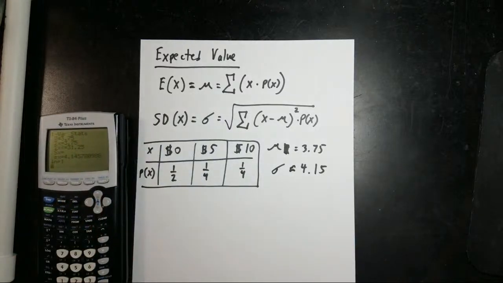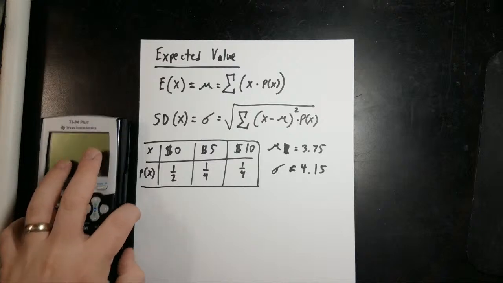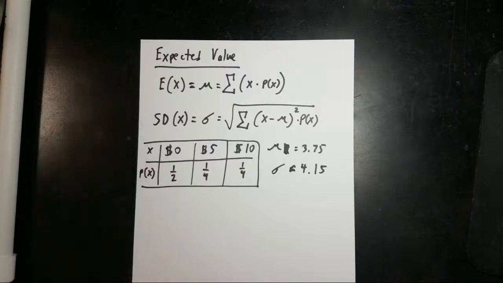So on average, people would expect to win $3.75 in the long run if they played it a number of times, or if they took the average of like a couple hundred people playing this game, with a standard deviation of $4.15. It's probably so large because of the $10 range. Because obviously, standard deviation, you can't go below 0, but I digress.